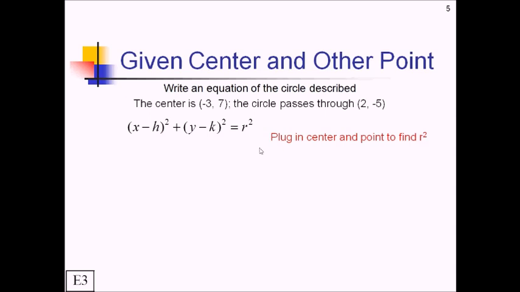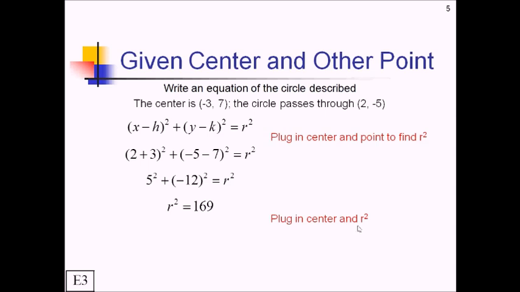So we've got the point 2, and then we're subtracting a -3, so this will be 2 plus 3. And then we've got the point -5 minus 7, so that's going to be our y minus k. This is going to be 5 squared plus -12 squared, or 25 plus 144, which adds up to 169. So that's r squared. You don't have to square root this to find the radius because the radius isn't what we care about. We just care about radius squared.